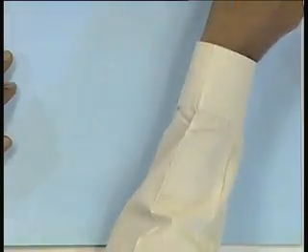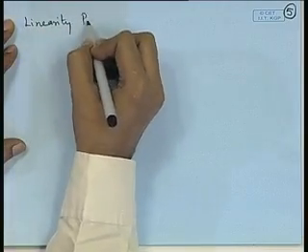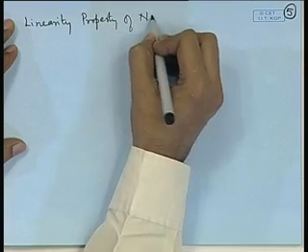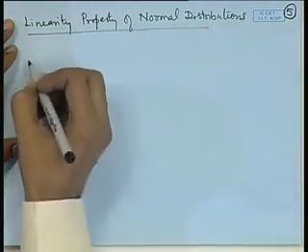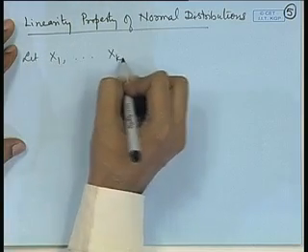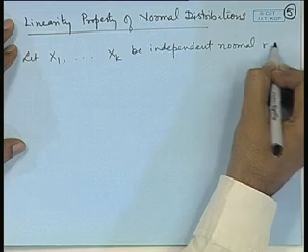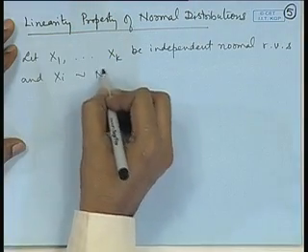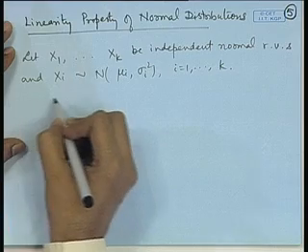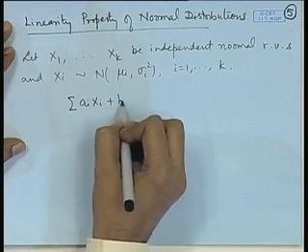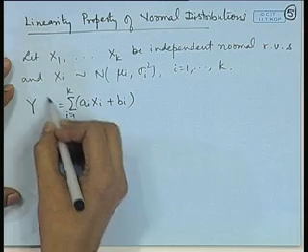In the case of normal distribution, we have a much more general property. In fact, we have a linearity property. Let us consider X1, X2, ..., Xk independent normal variables, and Xi follows normal with mean mu i and variance sigma i square for i equal to 1 to k. Let us consider a linear function Y equal to sigma (ai Xi plus bi), i equal to 1 to k. Let us obtain the distribution of Y.